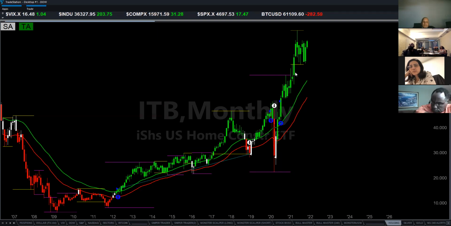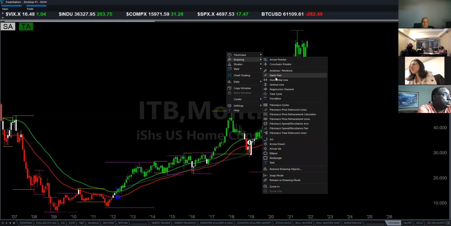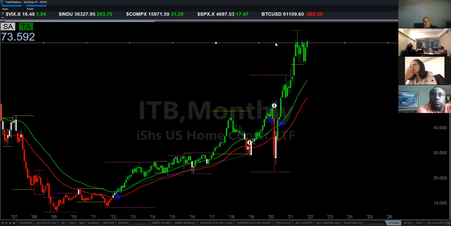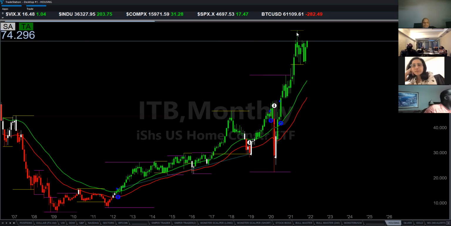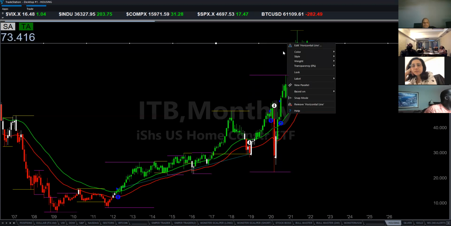Price is making higher highs and higher lows, but it's leveling off now. That's a monthly chart. It's leveling off right here, hitting resistance. We'll consider this a high. So here's true resistance right here.